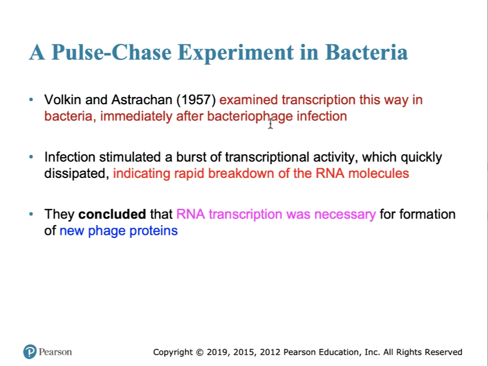Using pulse chase experiments in bacteria in 1957, scientists were able to trace the relationship between bacteria and their infection with bacteriophages. These experiments showed that immediately upon infection of bacteria by these viruses, there was a burst of transcriptional activity, which quickly dissipated as the RNA molecules were broken down in the cytosol of the bacteria. Two major conclusions were recorded. One was that RNA transcription was necessary every time before new phage proteins could be formed inside these bacterial cells. Additionally, the RNA was associated with ribosomes during this process.